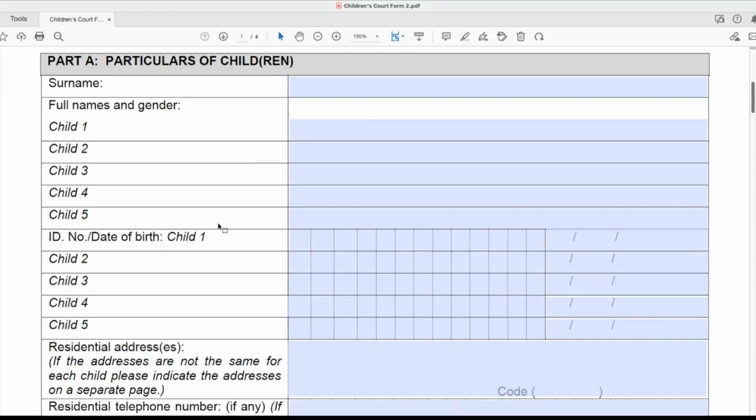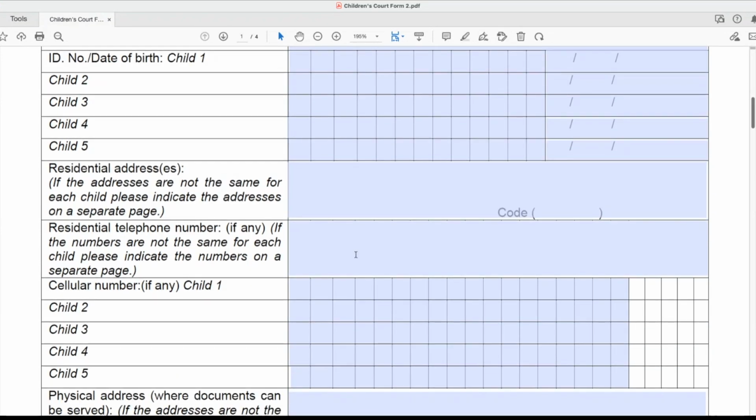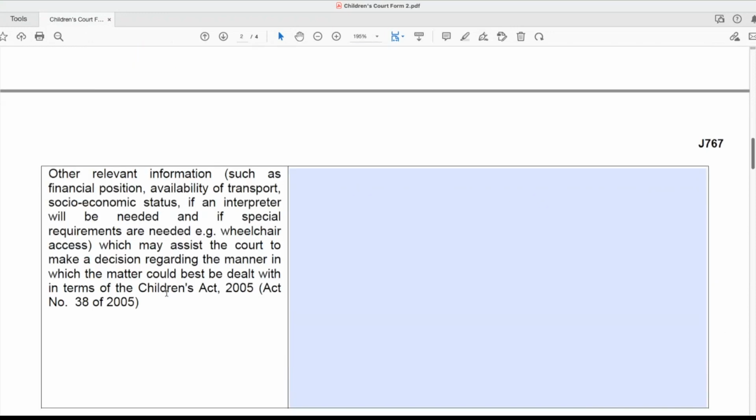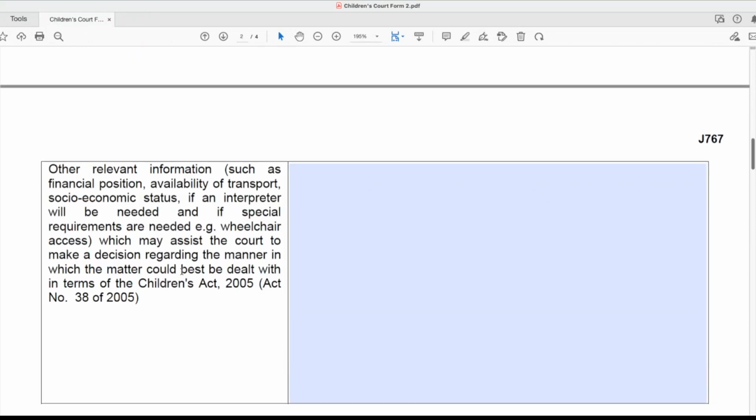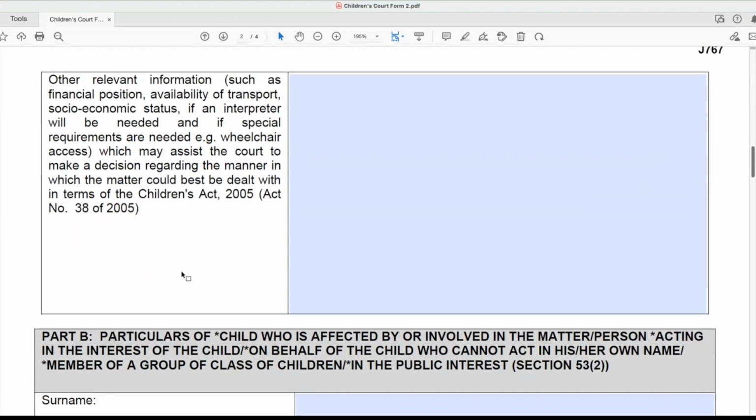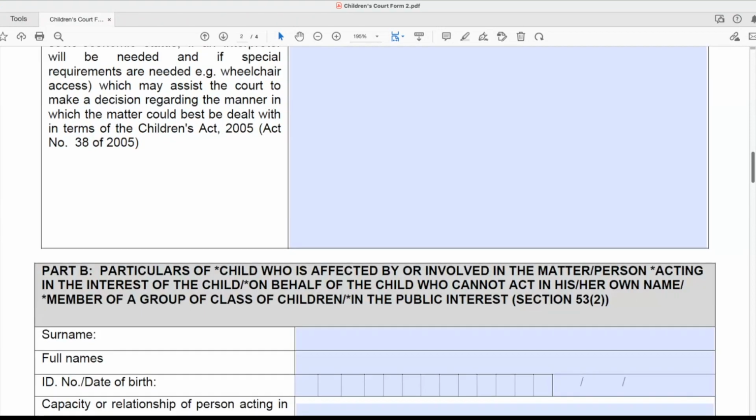Once you've gone through and you've put in the children's details, just have a look. Let's go through it a bit more slowly. Surname, names and gender, child 1, 2, 3, 4, 5, ID numbers, dates of birth, residential addresses, all of the basic vitals for the child. You get into other relevant information. This deals with financial position, availability of transport, socioeconomic status, whether you need an interpreter, special needs, etc. So that is the first section of the form, relating to the child or the children involved in the litigation.